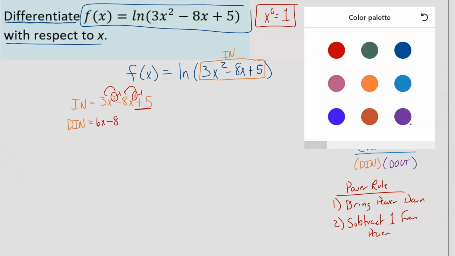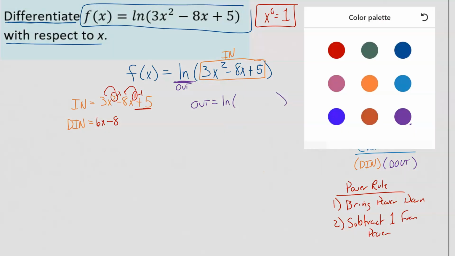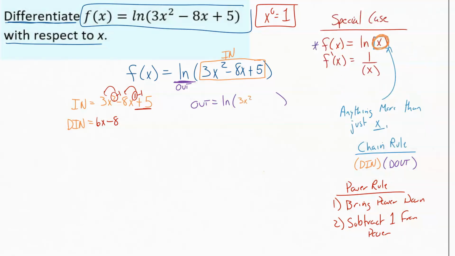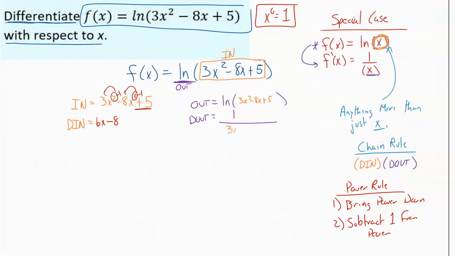And now we focus in on the outside piece. So the outside piece here, that is our natural log. That is going to be what follows this special case. So this is the natural log of, and then you really just leave all that junk alone on the inside that you already took the derivative of. It's just going to kind of come along for the ride here. So finding the derivative of the outside, the rule says we get 1 over whatever was on the inside. So this is going to end up being 1 over, and then what was on the inside, which is our 3x squared minus 8x plus 5.